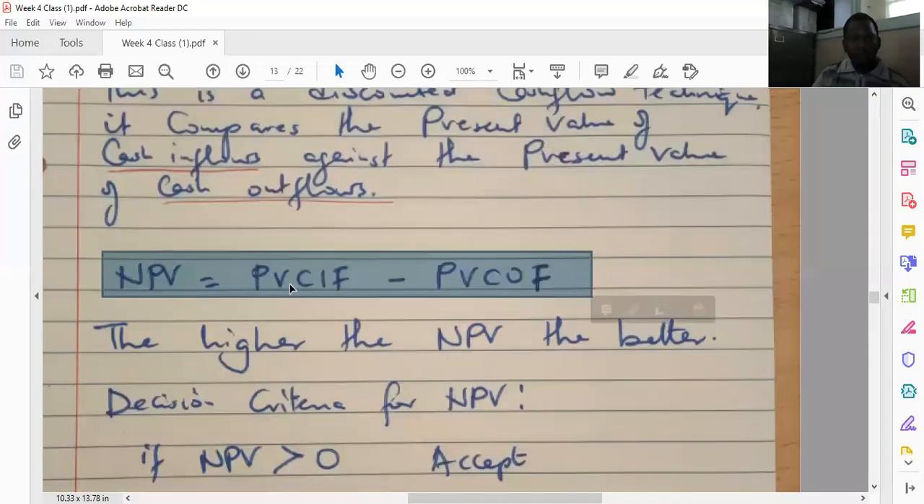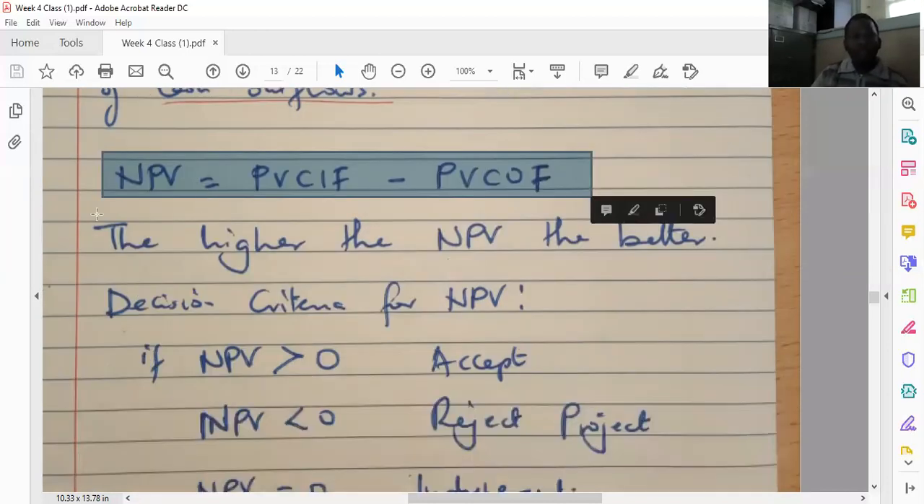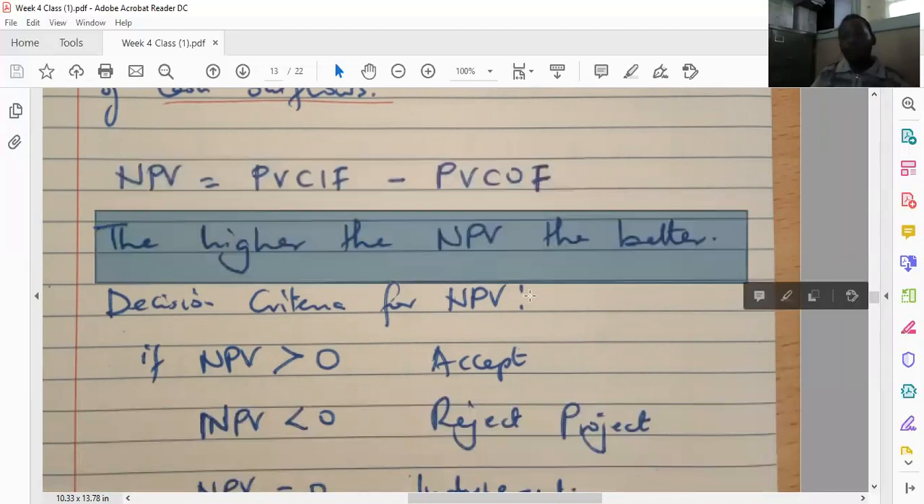So the NPV is equal to the present value of cash inflows minus the present value of cash outflows. Cash inflows are those that come in that are generated by the project. Cash outflows are those that move from the business going out in order to invest in the project. So for net present value, the decision criteria is we prefer those projects that have the highest NPV. In short, the higher the NPV, the better.